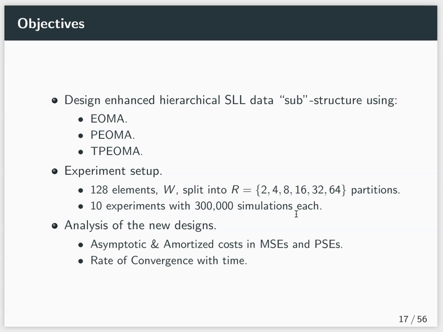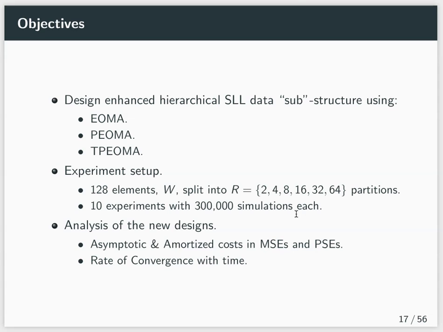So our aim is to incorporate the learning of the groups by the enhanced OMA, and then we use the pursuit concept and the transitive pursuit concept, which we will tell you about, and get much better performances. The experimental setup we have used here is uniform for all the algorithms. It has 128 elements which are split into R groups from 2, 4, 8, 16, 32, 64.